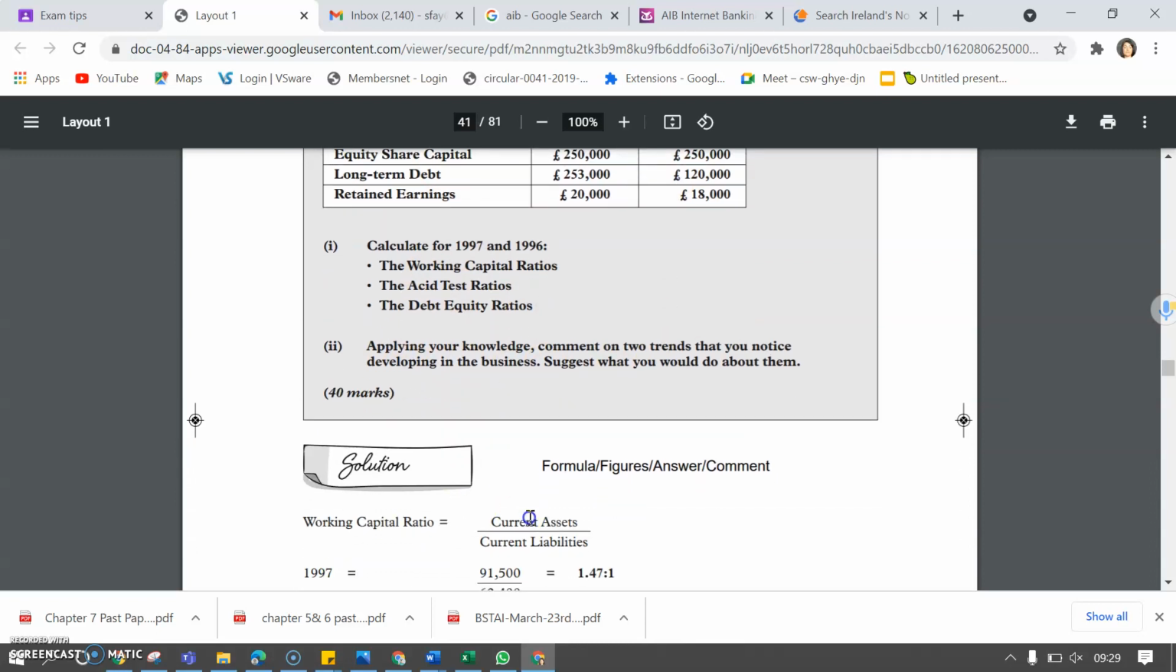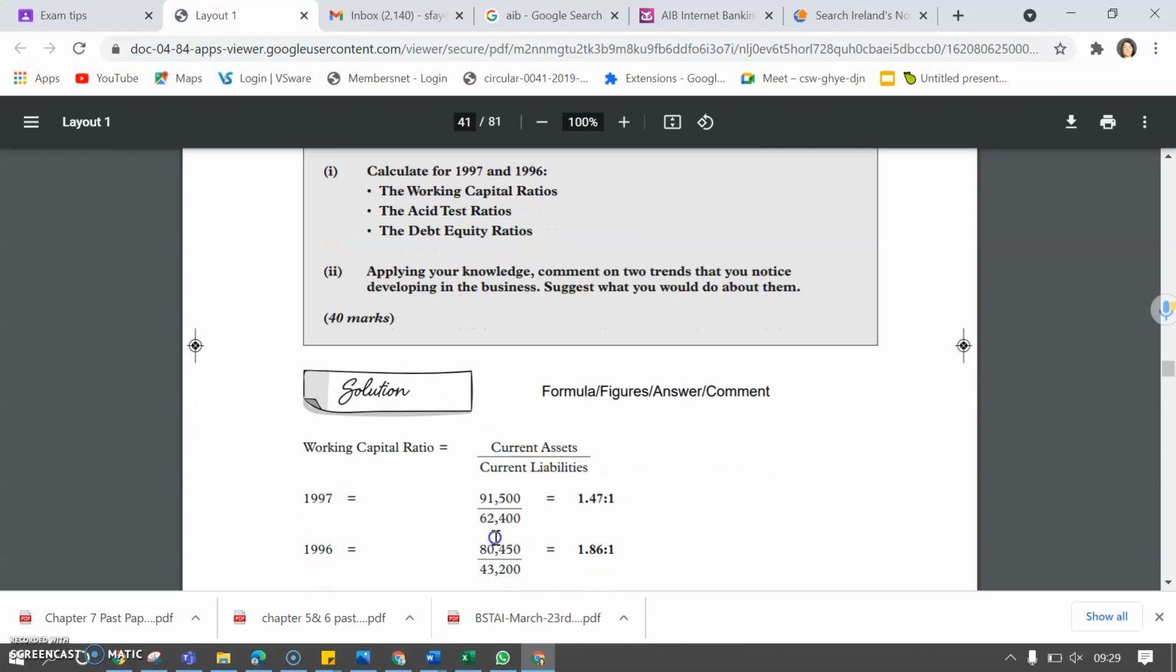There's the ratio of the working capital ratio. It's just current assets is to current liabilities. So your current assets is 91,000 and your current liabilities is 62,400. You have to get it down to a ratio is to 1. So you just divide them, you get 1.57 is to 1. So your current assets is nearly 1.5 times your current liabilities.